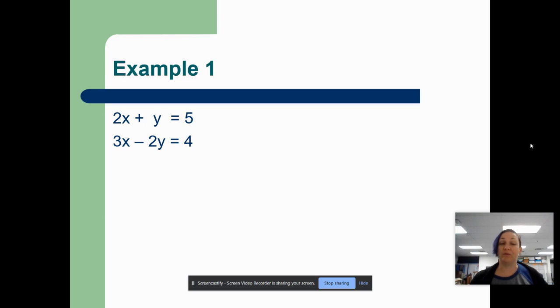Now again, if you remember from yesterday, our equations have to be in standard form, which these are, and we want one of the variables to have the same coefficient, that's the front number, but with different signs, so one positive, one negative. Currently in this problem, none of my variables have the same coefficient. If you look at the x's, I have a 2 and a 3. And if you look at the y's, I have a 1 and a -2. So as it stands right now, we cannot just add these together and have a letter eliminate.